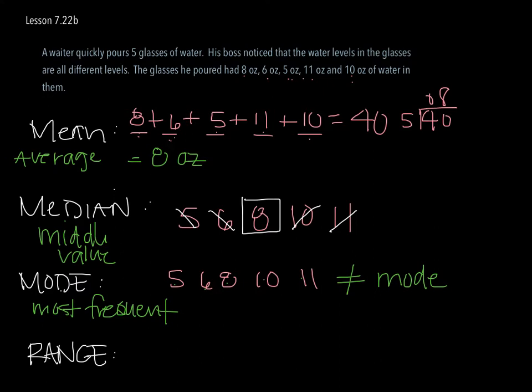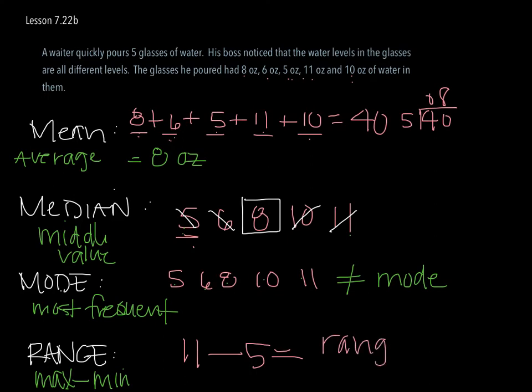Okay, now range, remember range is the max, the largest number, minus the minimum, the smallest number. So conveniently we've already put them in order from least to greatest. We're going to use that as our advantage, and we're going to find our maximum, which is 11, and we're going to subtract from 11 our minimum, which is 5. We get 11 minus 5, and we're going to find out that our range is 6.